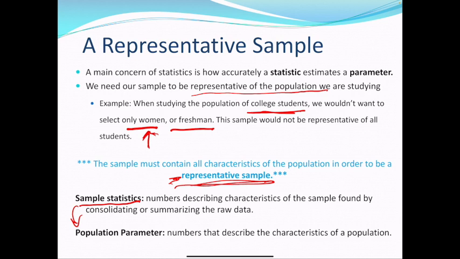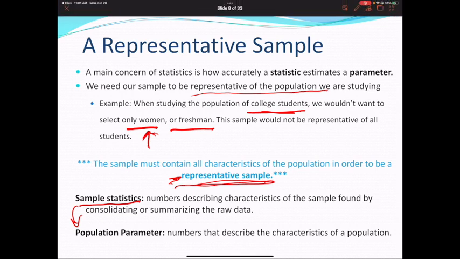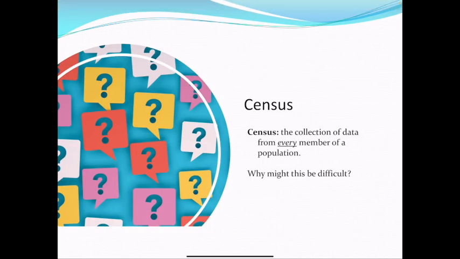So let's talk about some sampling methods. The first one is a census, right? A census is the collection of data from every member of a population. In the United States, we do a census every 10 years to see how our population has shifted, to distribute resources and Congress for people. But we can't do that every year, right?